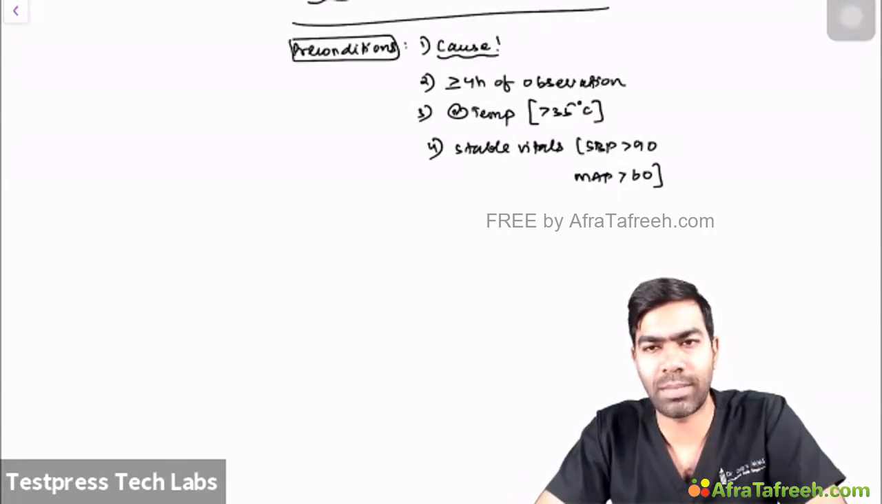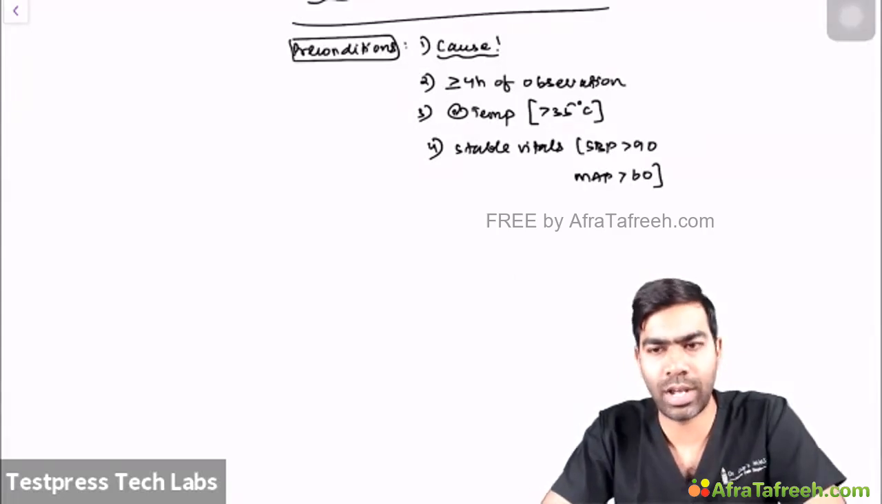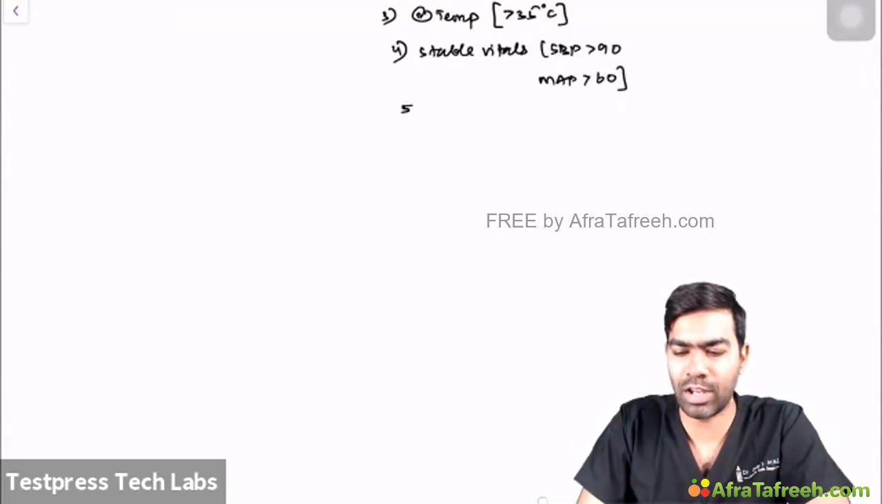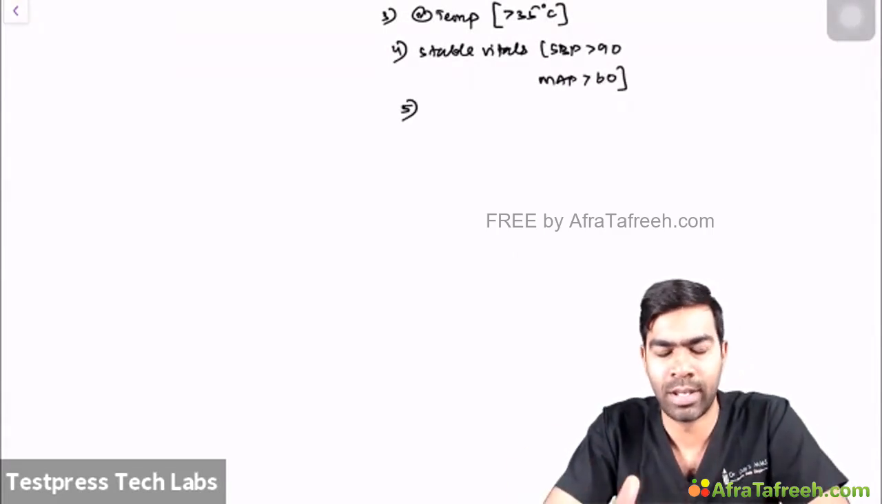If you are doing the examination and the patient is unstable, then anyway the organs cannot be procured because he's going to die and the organs are going to go for ischemia. So the idea of declaring brain death is to procure the organs.